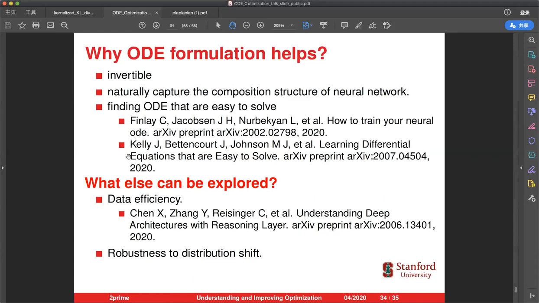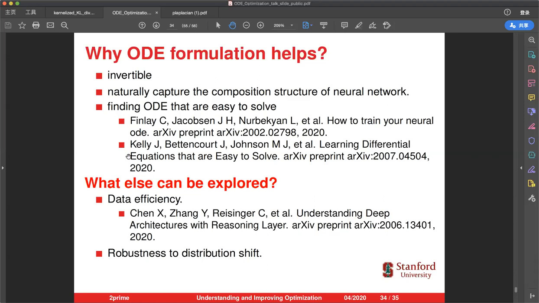For the optimization part, what I have shown is that the ODE formulation can naturally capture the compositional structure of the neural network. So if you write something down in ODE, it will similarly happen in the neural network. So you can analyze these simpler problems, then you can know what happens in deep neural networks, and you can use that structure to design algorithms. But you can also use the invertibility of the ODE to design invertible networks, because it's very important for some applications.